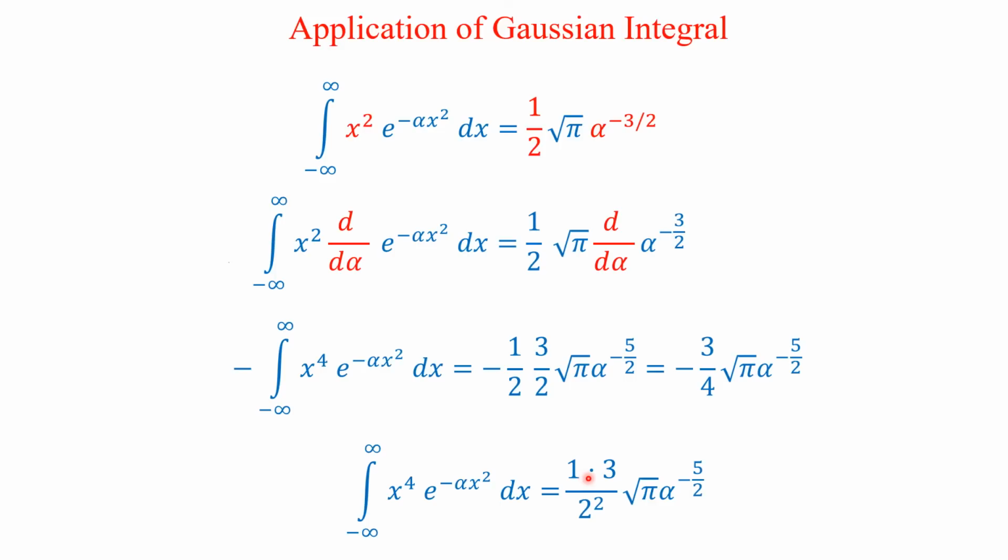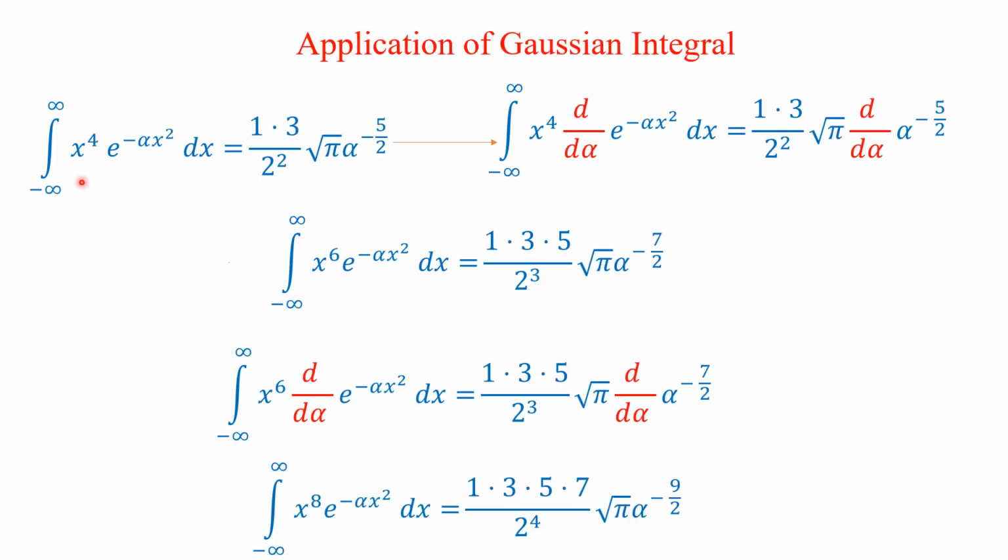1 dot 3 divided by 2 square. There is a meaning for the same. Both are same, but I am writing this. Later you will understand the reason. So square root of pi alpha power minus pi by 2. Then we will see the next case.